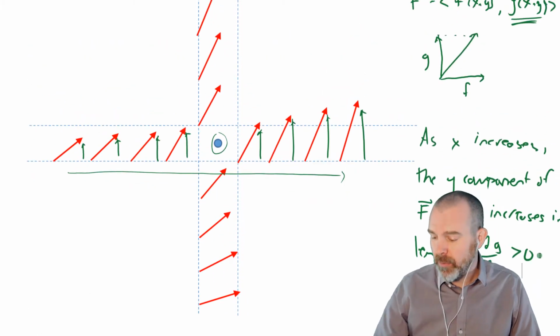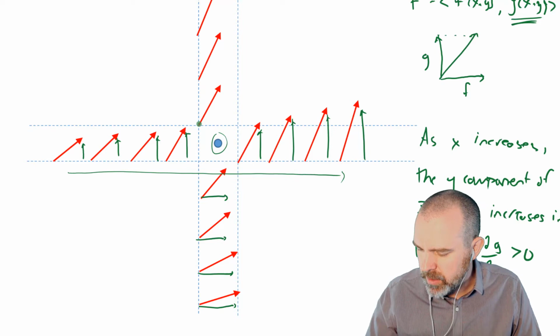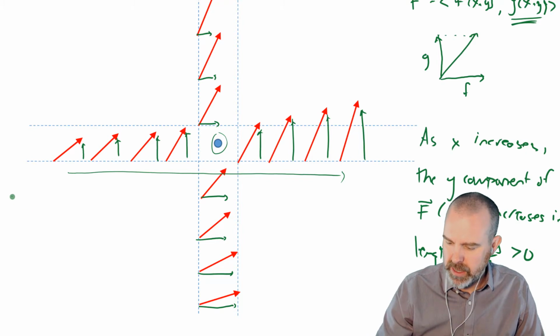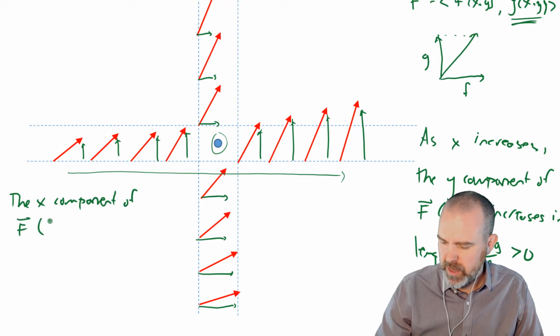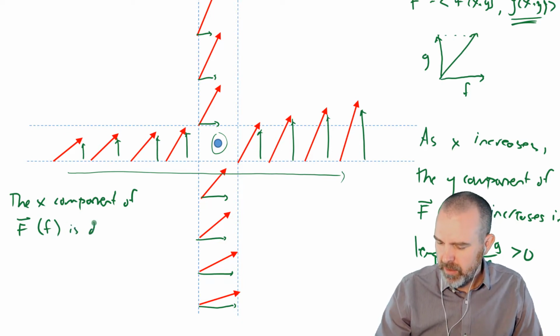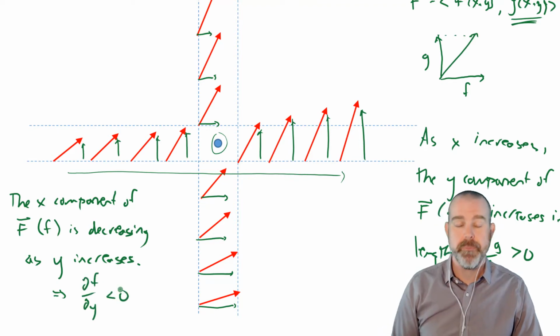Okay, let's look at the x components, all right? And we'll look at the x components as y increases. So these are the x components. You can see they're intentionally designed to get smaller. So we can see here that the x component of our vector field F, which is the function f with their lowercase f, is decreasing as y increases. Well, that implies then that the partial derivative of f with respect to y is a negative number.